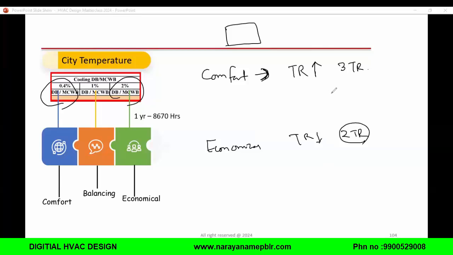Balancing is in between that. I'm just taking a small space, so it is 3. In balancing, you can take a mid-range tier. So as a designer, you need to select what your priority is. You want to go for comfort, balancing, or economical as per your design. Is it clear?